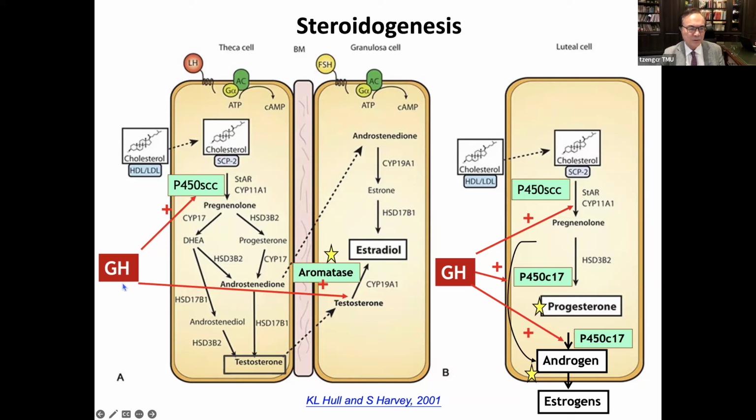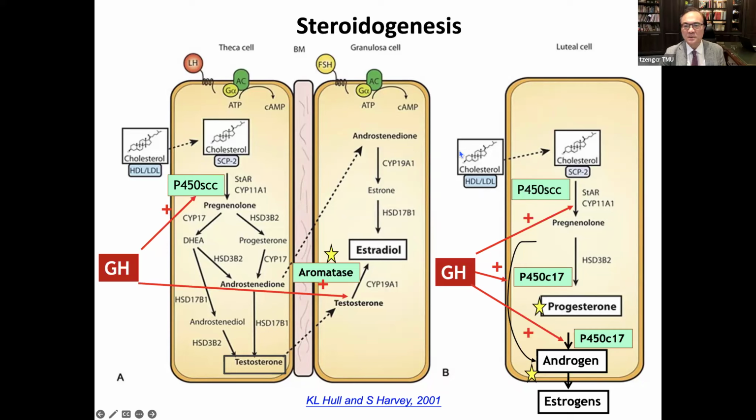And the second action, growth hormone can enhance the aromatase. The first one is to create the side chain cleavage of cholesterol, and then the diffusion of testosterone, which can be converted by aromatase to estrogen. And at the same time, the androstenedione can also be biosynthesized to E2. So you can see this effect of growth hormone to produce estradiol.